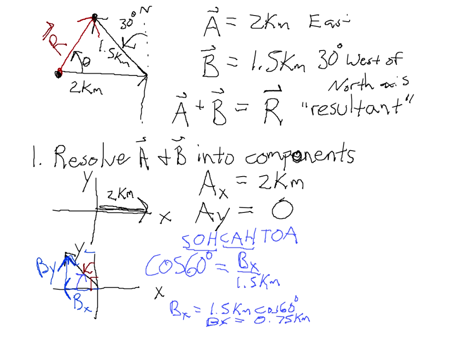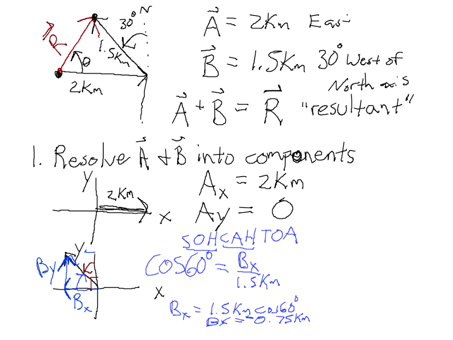Notice that bx is in the negative x direction. So bx is actually a minus 0.75 kilometers because it's in the negative x direction.